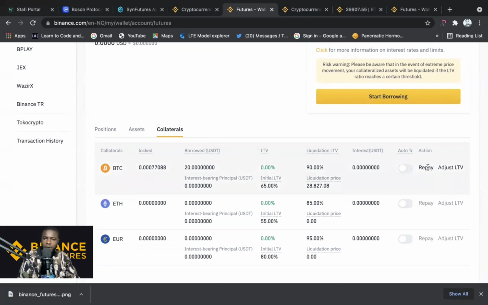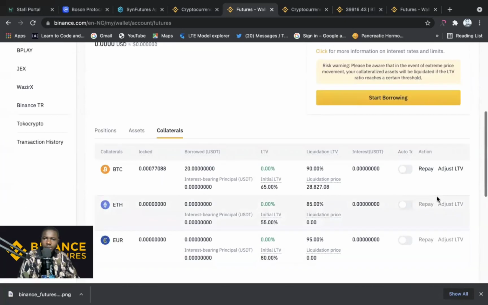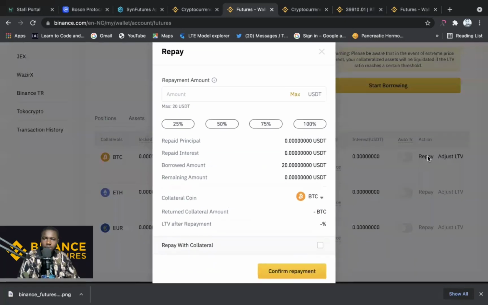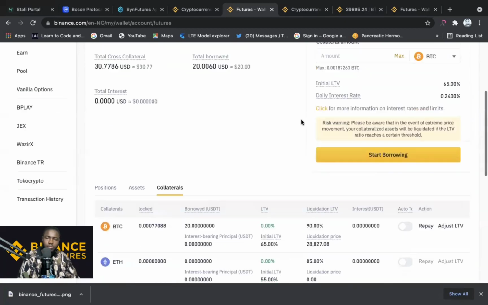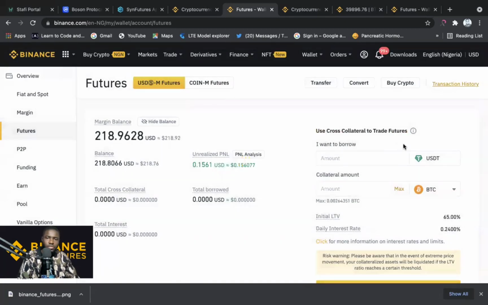So I'm going to just repay. Okay, I'm supposed to be able to repay. Yeah, so you click on repay and you click on max. I'm repaying back the 20 USDT I just borrowed. So I'm going to click on confirm repayment, and repay success. So I'm no more borrowing. But that's how to use the cross collateral feature.